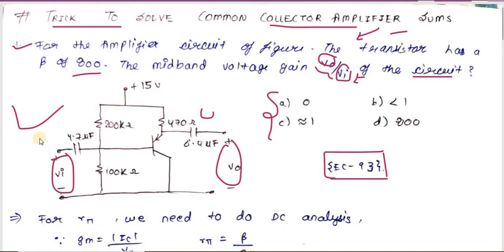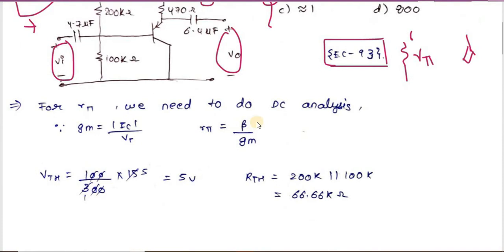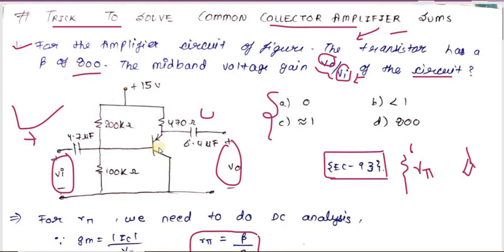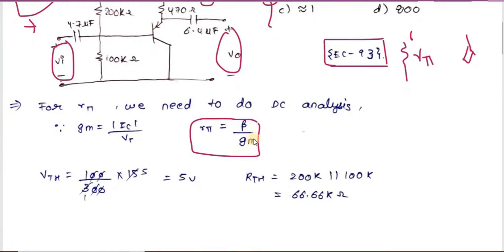So let's start with the solution. As we know, we have to use the RE model. In the RE model we have to find R pi, and we have one current controlled current source. For R pi we know the relation R pi equals beta by GM. Here in the question we are given beta, but we don't have GM. The GM formula is mod of IC by VT.